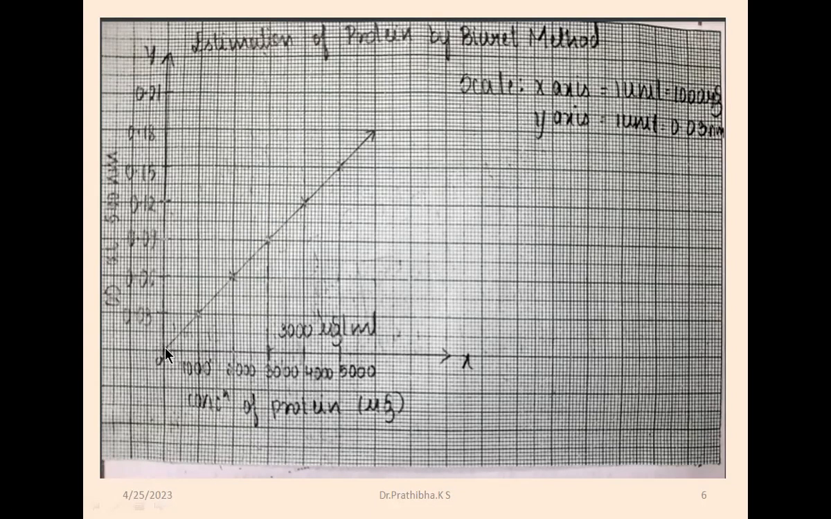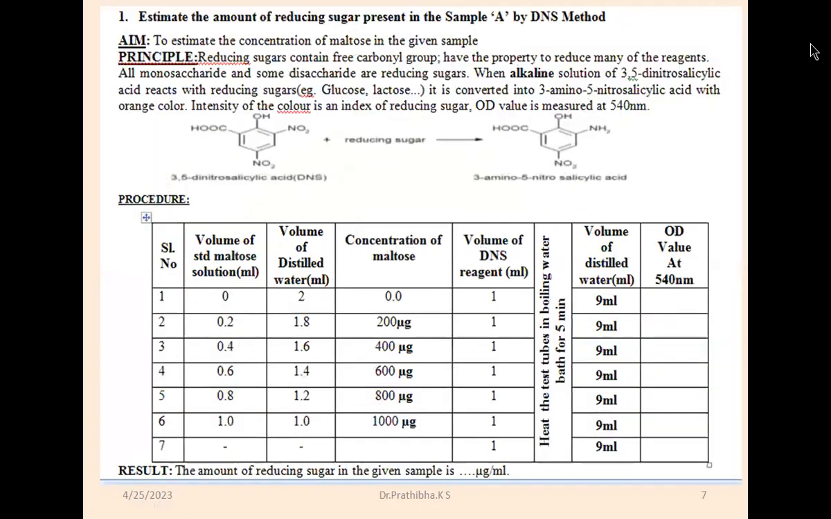And this is the standard straight line you need to plot. Then the unknown you need to plot in a dotted line, and wherever this dotted line touches here, this will be your unknown concentration of the protein in that given sample.